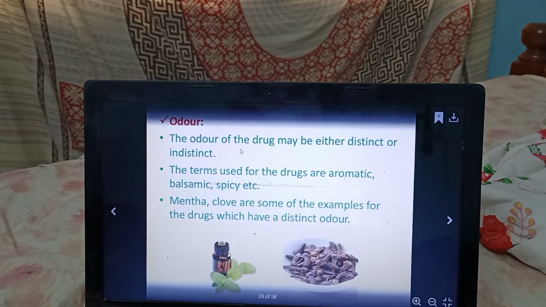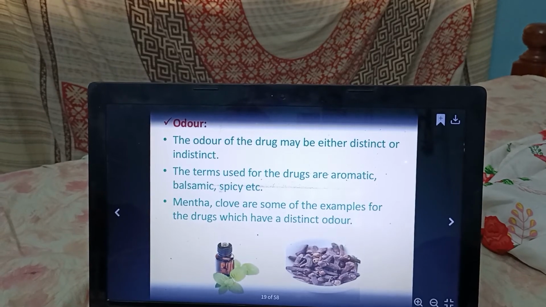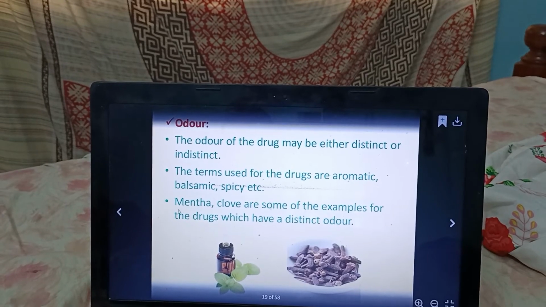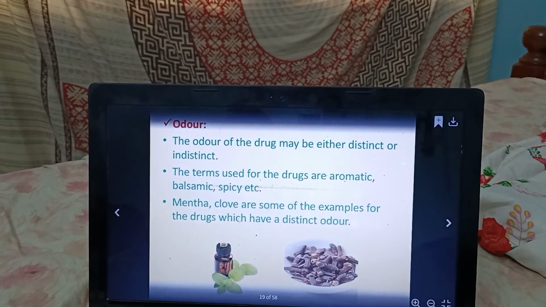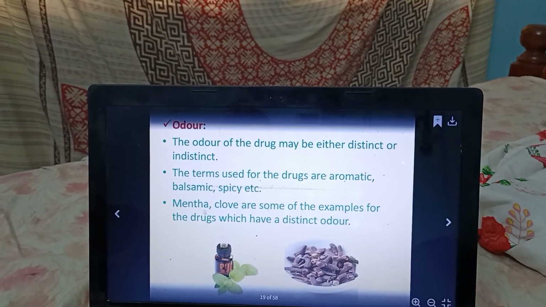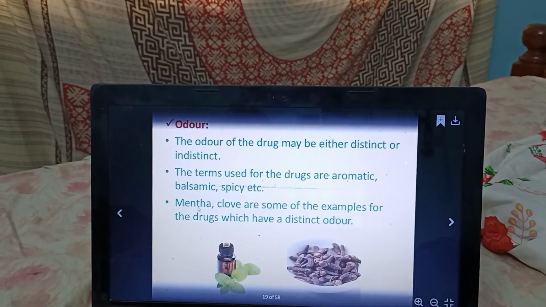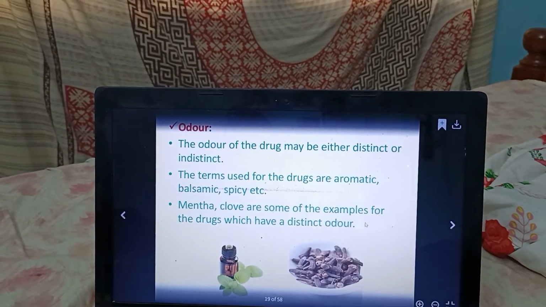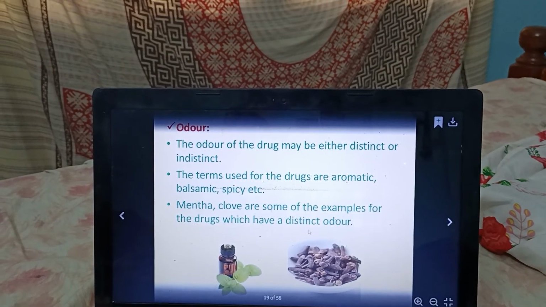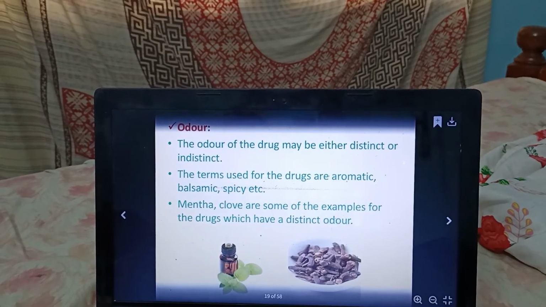And odor. The odor of the drug may be either distinct or indistinct. The terms used for the drugs are aromatic, balsamic, and spicy, etc. Mentha and clove are some of the examples for drugs which have a distinct odor. Can you smell these herbals? Mint, clove. Yeah, everyone can smell. So the aromas of these drugs have a distinct odor.